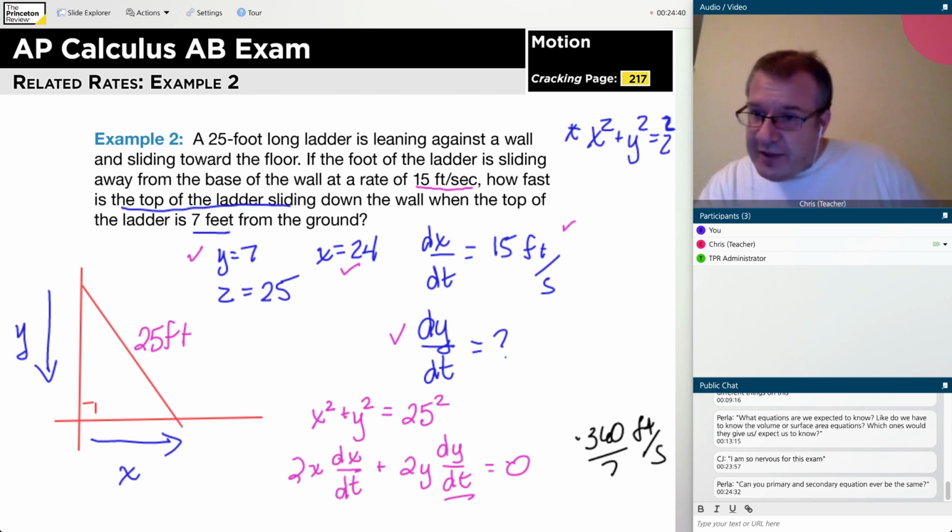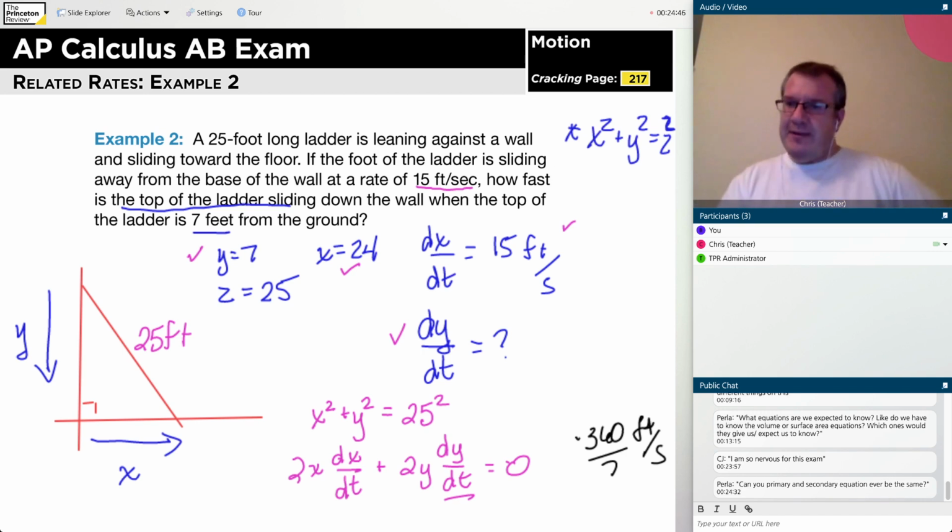Perla, can a primary and secondary equation ever be the same? I think you're talking about a derivative? If that's what you're talking about, yeah, the derivative of e to the x is always going to be the same no matter what. Anytime you take derivatives of sine, it's going to be a kind of pattern of 4, so it'll repeat itself. I think that's what you're asking.